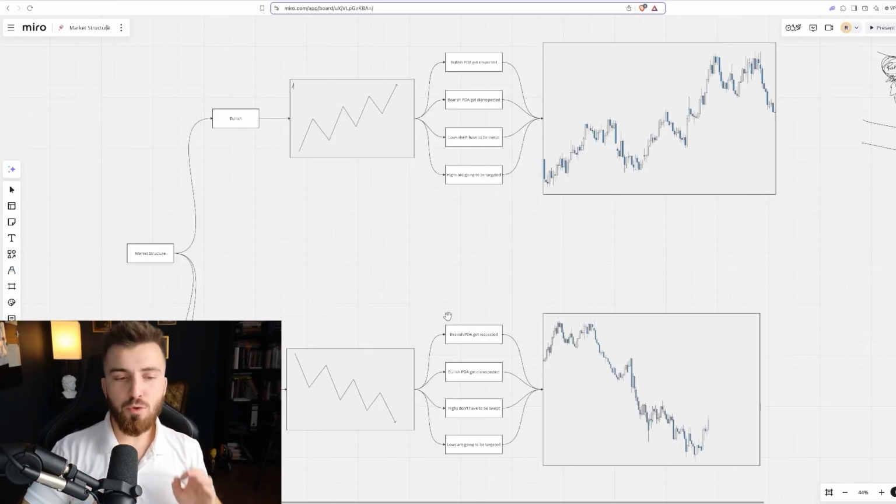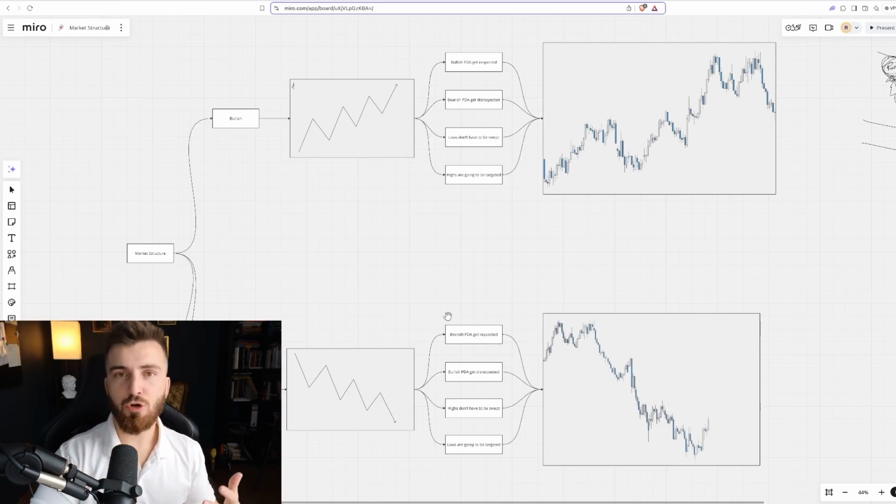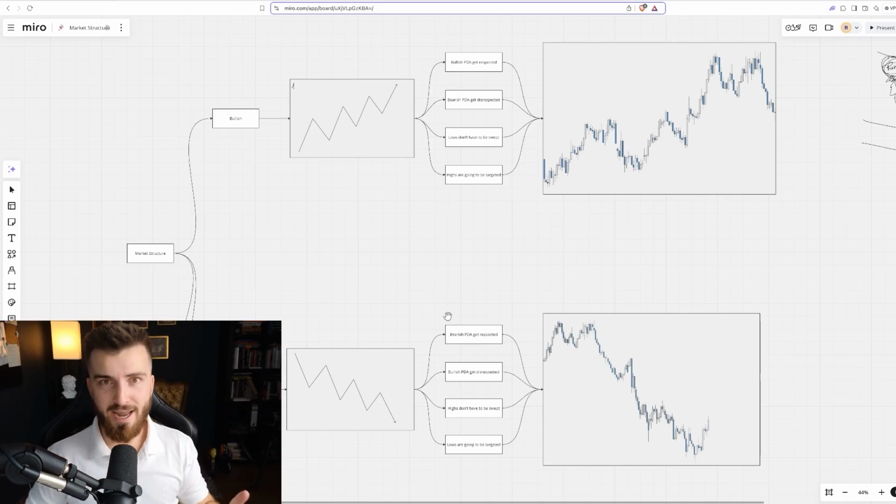So here are two clear examples of market structure being either bullish or bearish, and what it means for market structure to be bullish or bearish. The reason this is important is that it shows you when to be more aggressive, when to trade, and when not to trade. And I'm going to show you right now when not to trade.